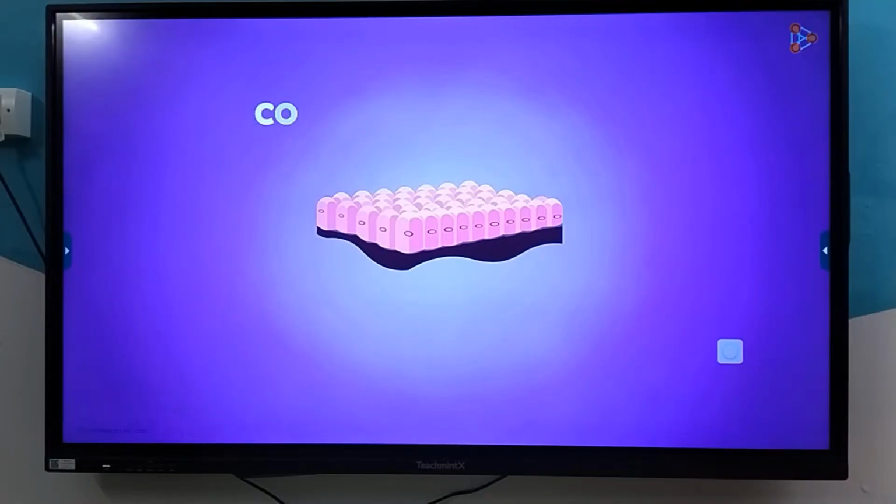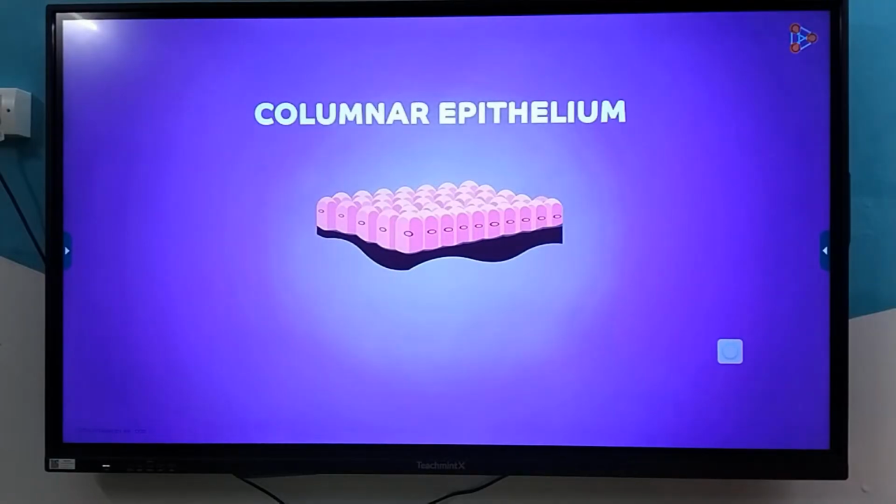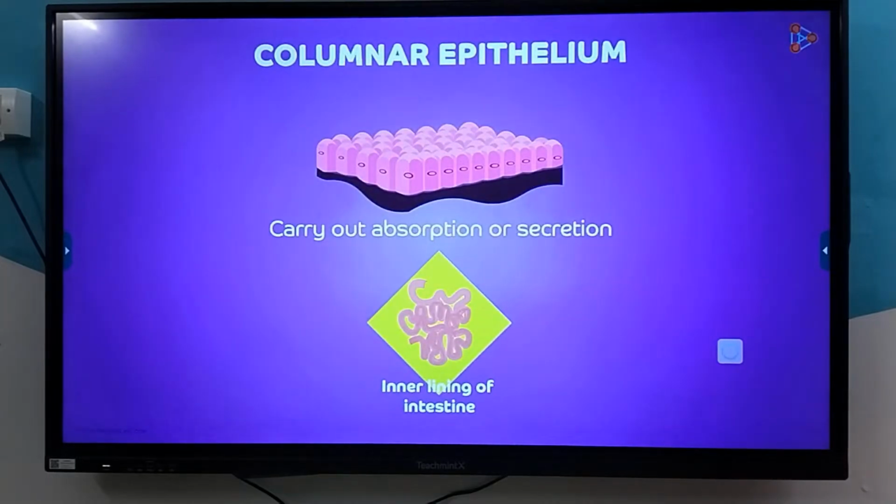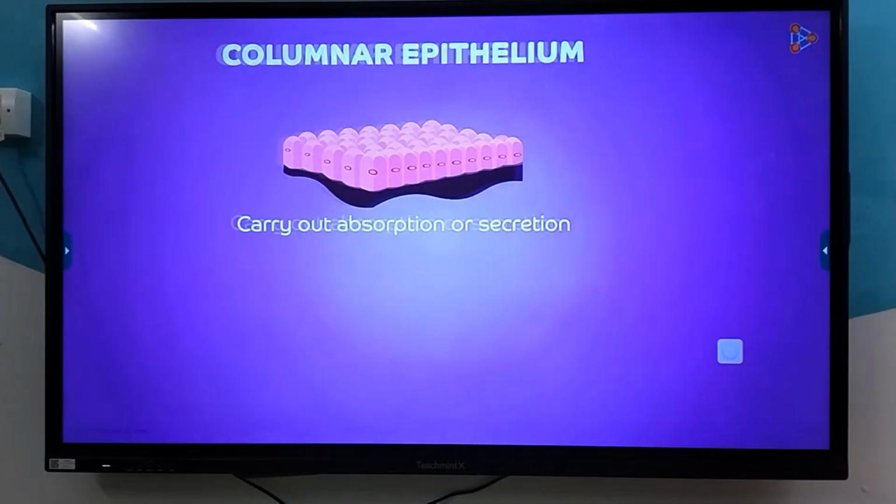These are referred to as columnar epithelium due to the column-like appearance that they have. And you may wonder, why do we need such tall cells for covering a surface? Well, such tall cells help to carry out absorption or secretion to a good extent. Thus, according to this function, the best example to locate this type of epithelium is in the inner lining of intestine. But sometimes a slight modification is also observed in this type.